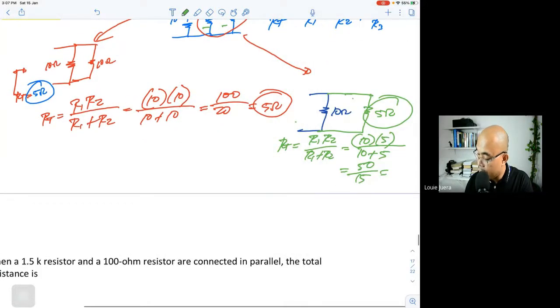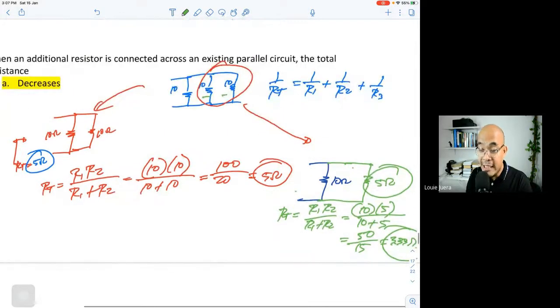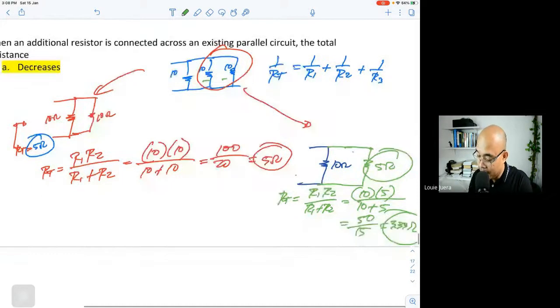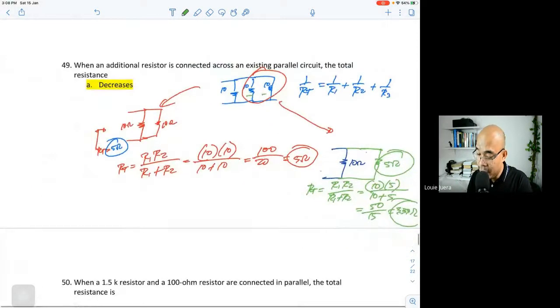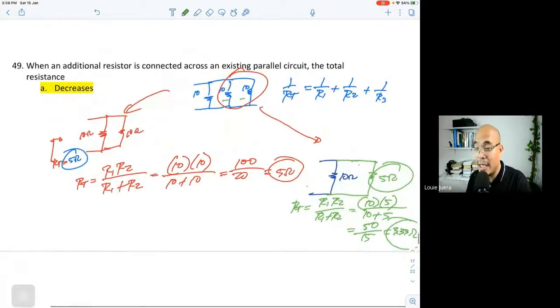3.33 ohms. So as what we can observe here, the more resistors we connect in parallel, the lower the value. So take note of that. So that is why the answer for this particular problem, the total resistance in a parallel circuit will be decreasing. All decreases.